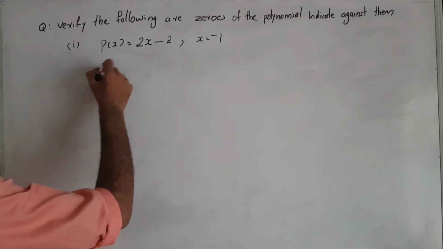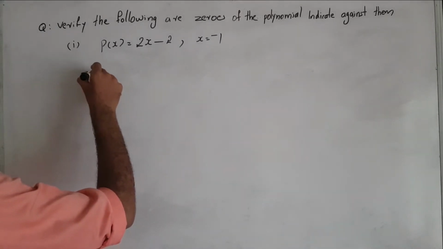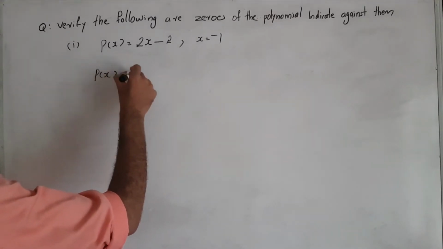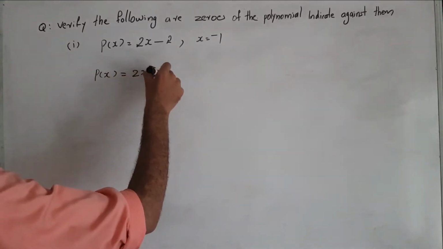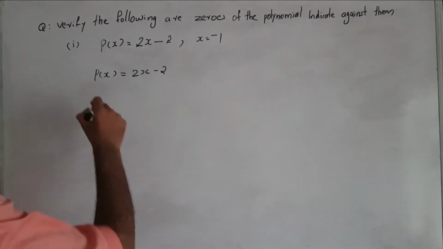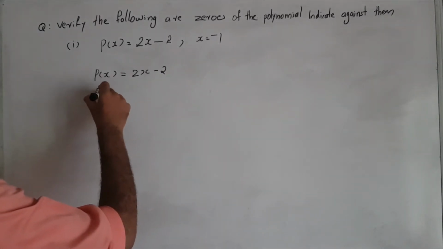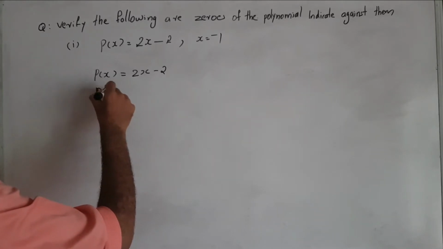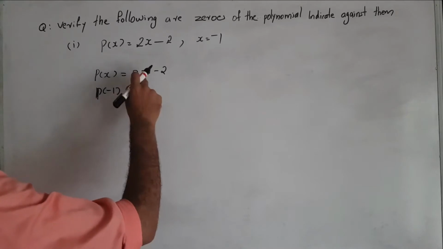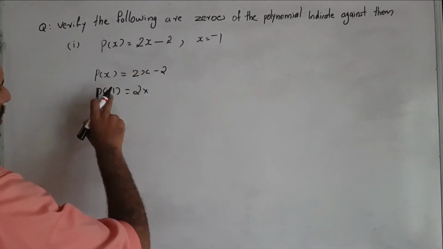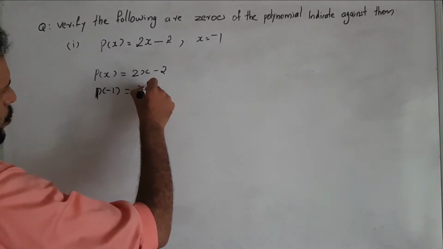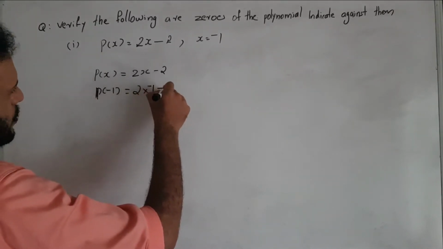Then next, we start the question. First we write the polynomial once again. P of x is equal to 2x minus 2. Then instead of x we substitute the value. P of minus 1 is equal to 2 into, what is x? X is minus 1, correct? P of minus 1 is equal to 2 into minus 1 minus 2.